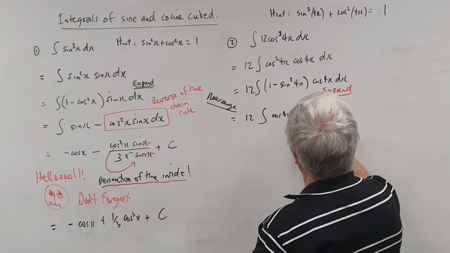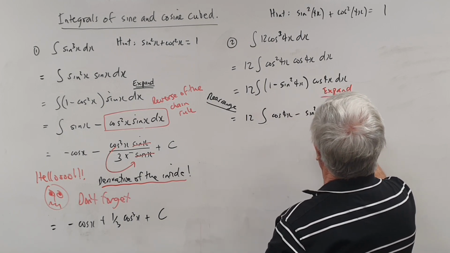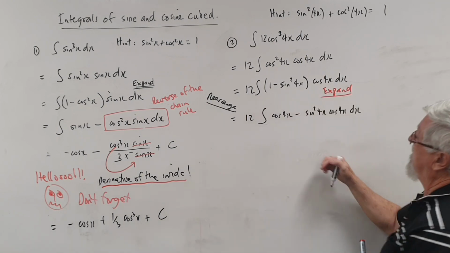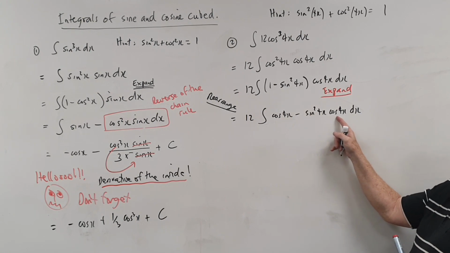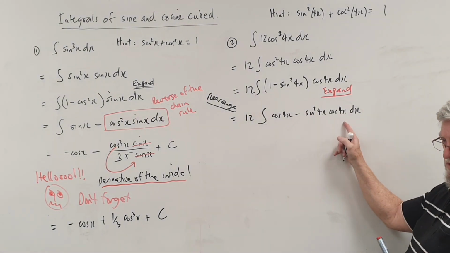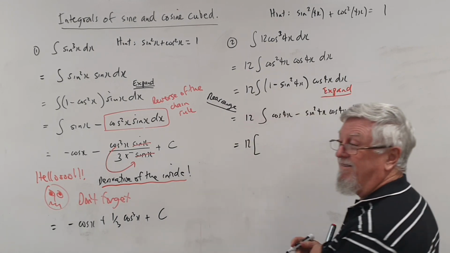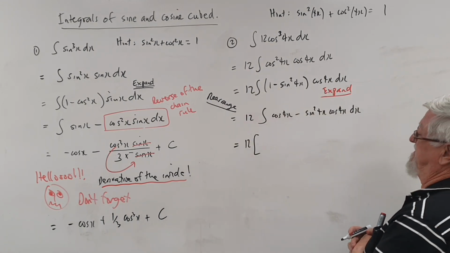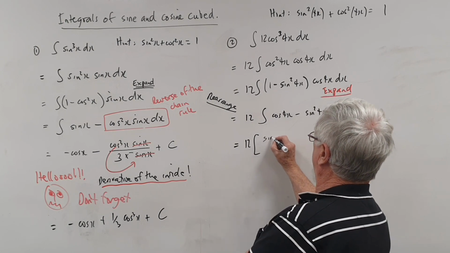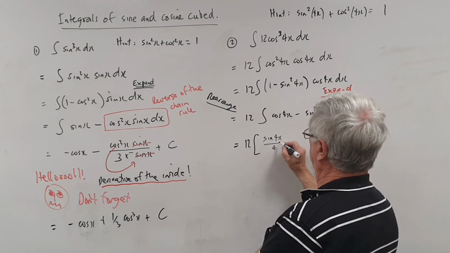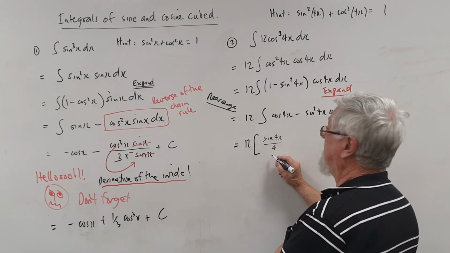What's the next one? Simple, reverse of the chain rule. So what do we have? Where does cos 4x come from? Sine 4x over 4. Don't forget to divide by the derivative of the inside.